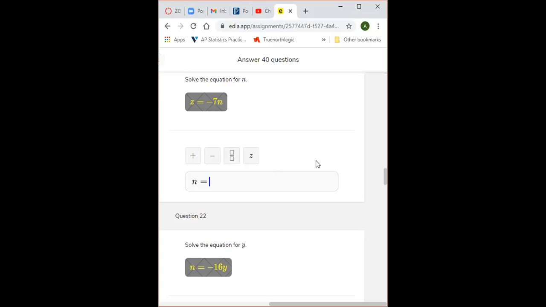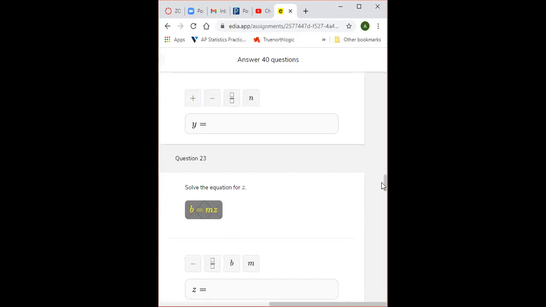Number 22 says solve for y. So n equals, this is the same exact question, -16y. I need to get rid of the -16. So I'm going to divide. That gives me y equals n over -16. And like I said, if you want to put it where it's negative and then do your fraction, that's fine as well. Okay, so it's up to you, whatever you want to do.